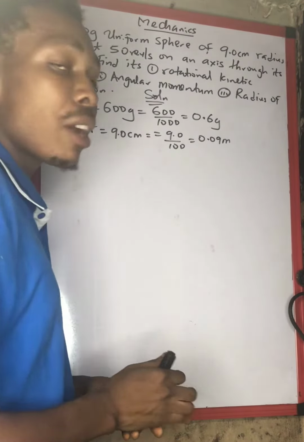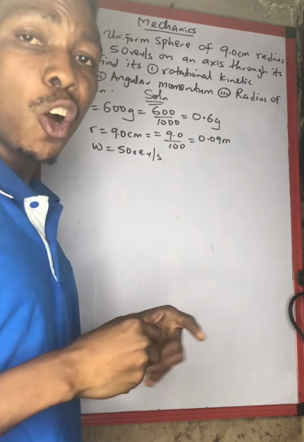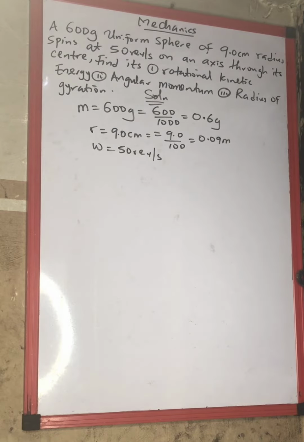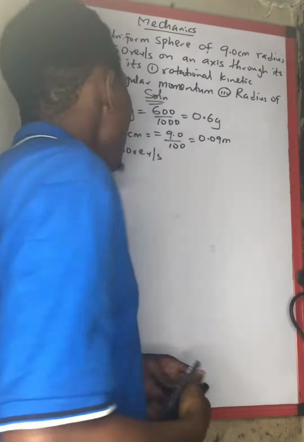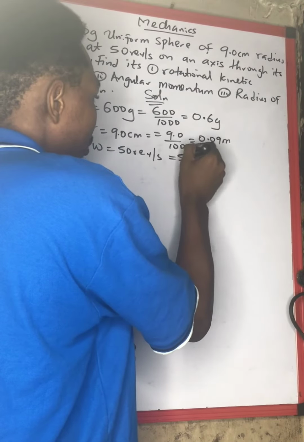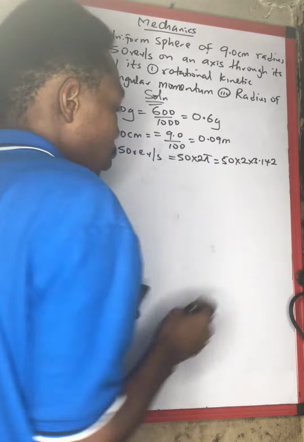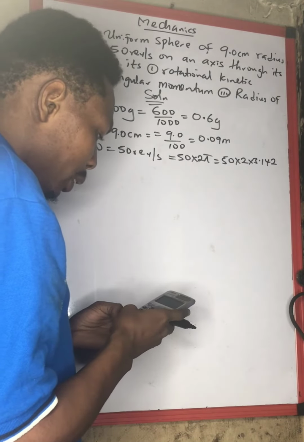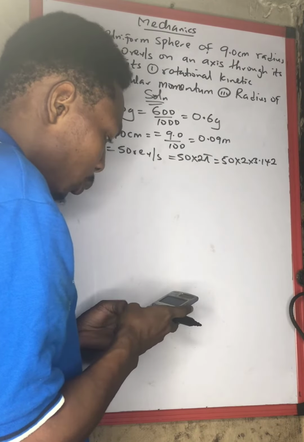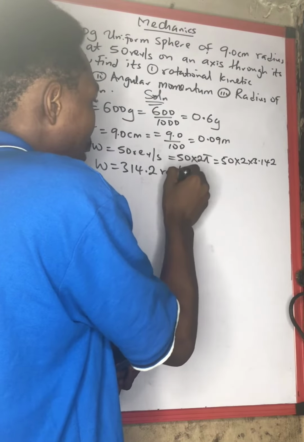And we are given our angular velocity. We are told that it spins at 50 rev per second, which is omega. Whenever you are given your omega in rev per second, you convert to rad per second. How do you convert from rev per second to rad per second? You multiply by 2 pi. So this is 50 times 2 times 3.142, and if you multiply that, it gives you 314.2 rad per second.